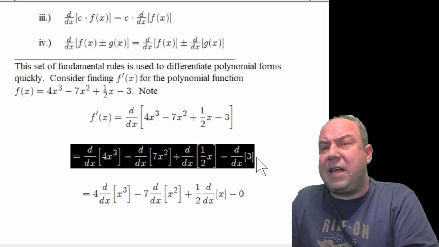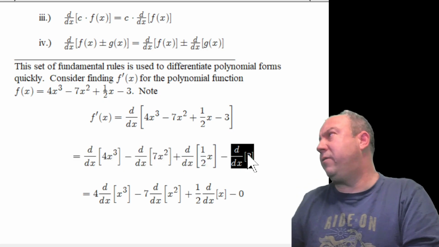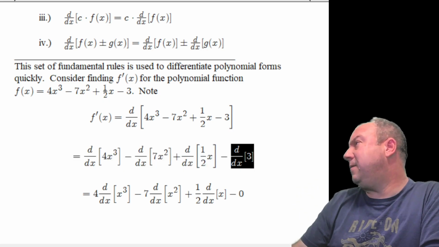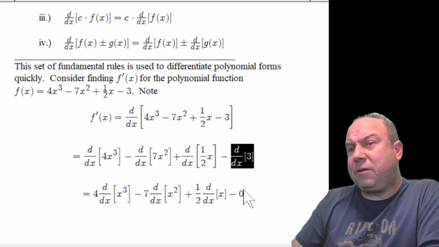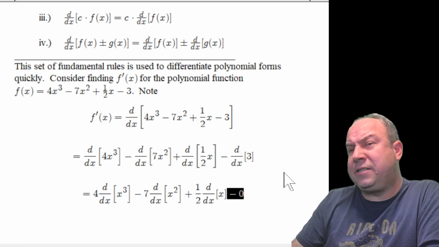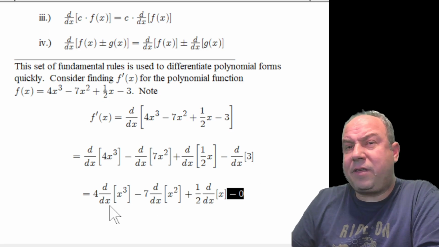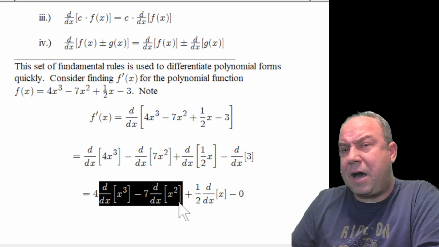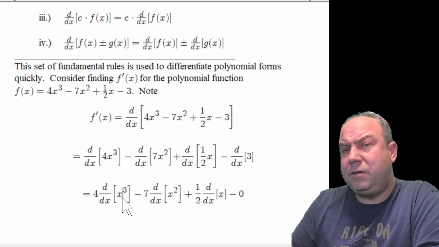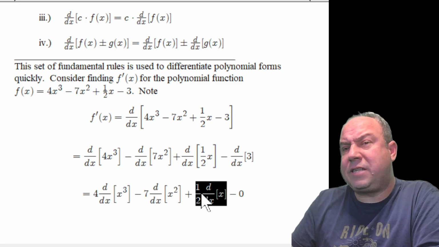But then for the last term, notice that's just the derivative with respect to x for a constant, and that's equal to 0. So in the end, that's just going to be subtracting 0 in that step. And now we just have the three derivatives involving these power functions, x cubed, x squared, and the derivative of just x.